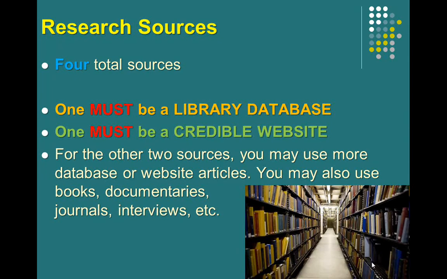For the other 2 sources, you can have 2 more library databases, you can have 2 more credible websites, you can do books, documentaries, journals, interviews, any combination of any of those things. So again, as long as you have 4 total sources, and as long as 1 is from a library database and 1 is from a credible website, the other 2 can be anything, any combination of anything else, but still needs to be credible. So make sure all 4 of your sources are credible.